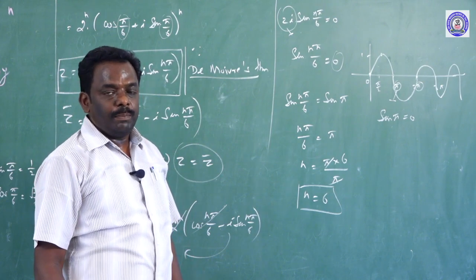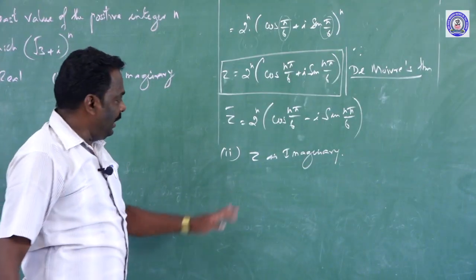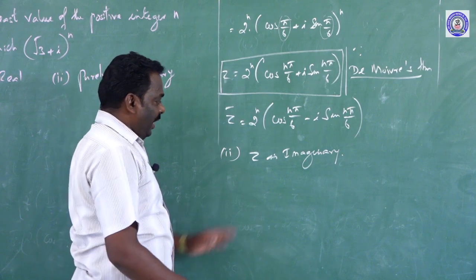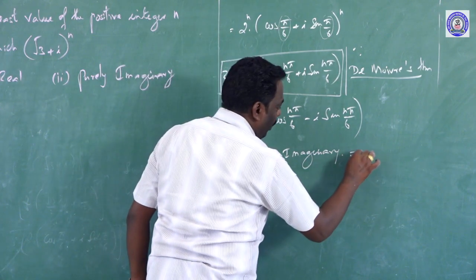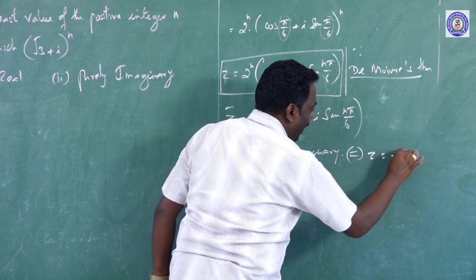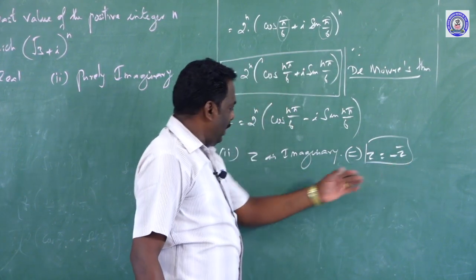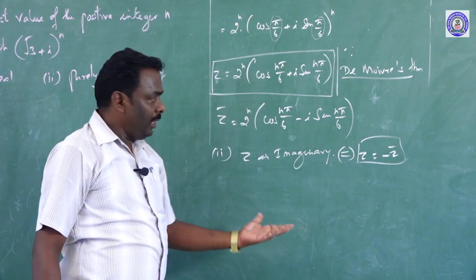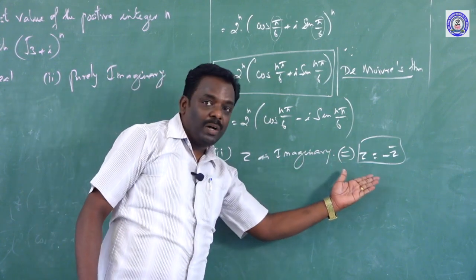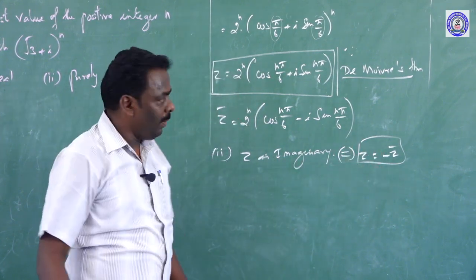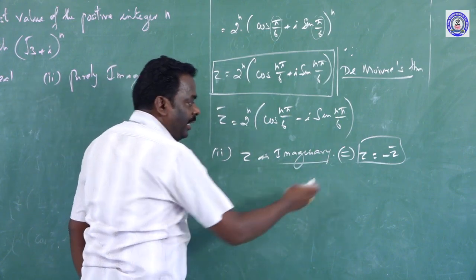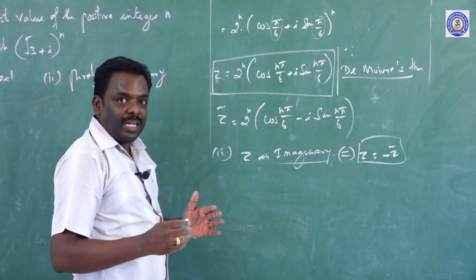Understand? Okay. The second part: Z is imaginary. If Z is imaginary, what is the condition? If and only if Z equal to minus Z bar. If Z equal to minus Z bar, then Z is imaginary. If Z is imaginary, if and only if Z equal to minus Z bar. Now it is given what? Imaginary. Therefore, this property is satisfied.